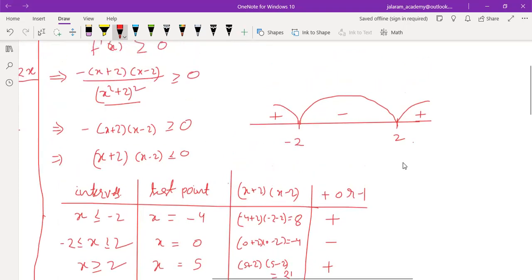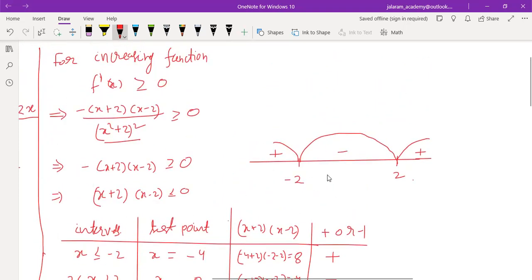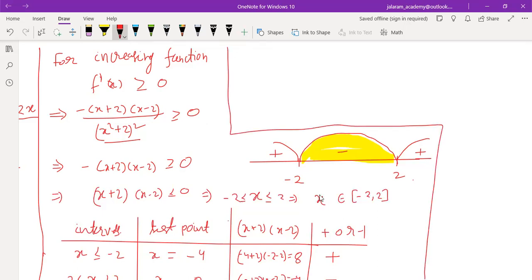Means for less than 0, which interval will satisfy less than 0? At which interval it is negative? Look at this. What will be the answer for increasing function? x lies between minus 2 and 2. So x belongs to the closed interval minus 2 to 2. Is that clear to you? Yes, sir.